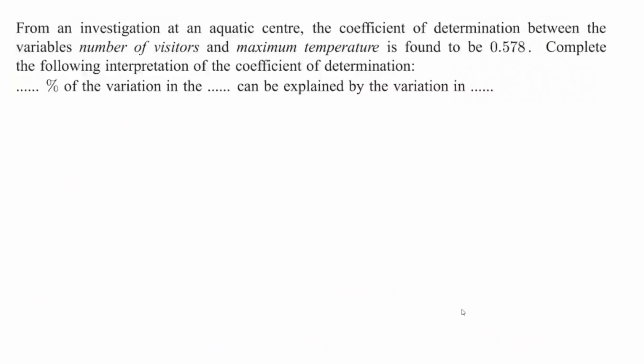So here's another example where we're not told x and y, we just have to figure out which causes which. It says from an investigation at an aquatic centre, the coefficient of determination between the variables, the number of visitors and the maximum temperature, is found to be 0.578. Complete the following interpretation of the coefficient of determination. And they want you to fill in the blanks.